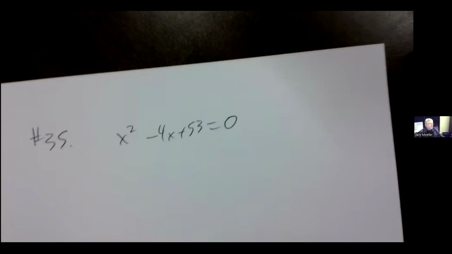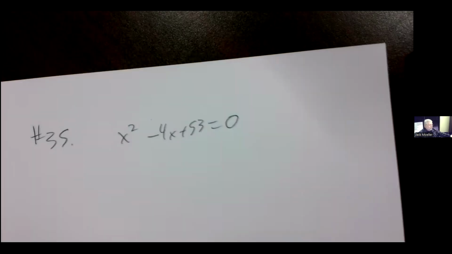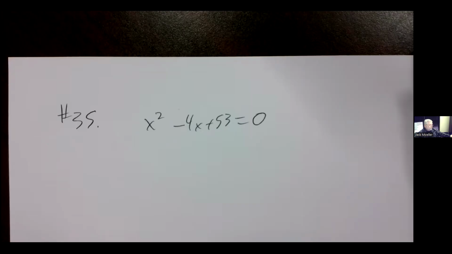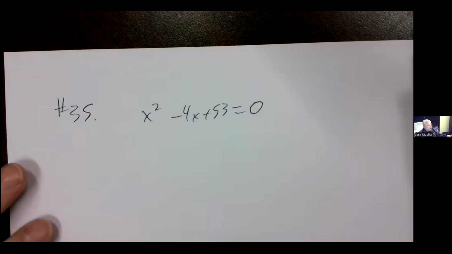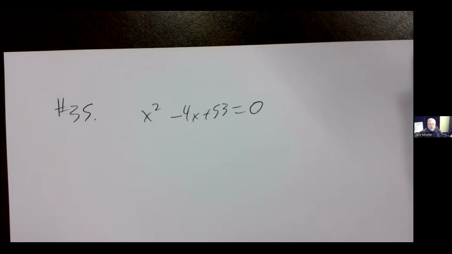The first thing I would do is ask, can this factor? What's going to multiply to give me 53 and add or subtract to give me 4? Turns out nothing, because 53 is prime. So this one's definitely not going to factor. Don't try to force it to factor. You can take a little bit of time, but the ones that are going to factor are going to be like the first couple. This is after the square root property, and the problem is talking about the complex number system, so it's probably not going to factor.